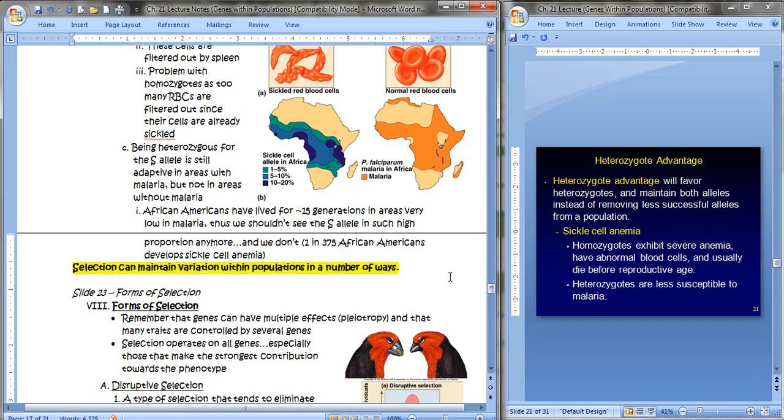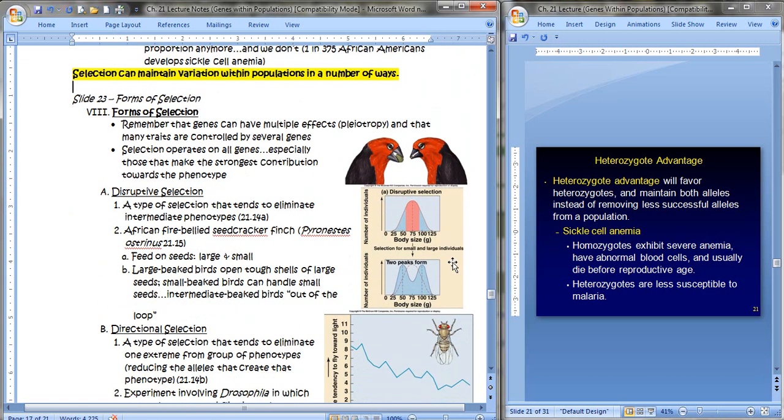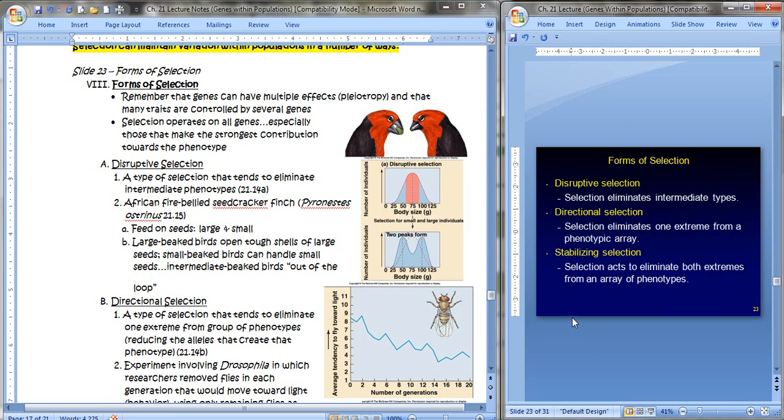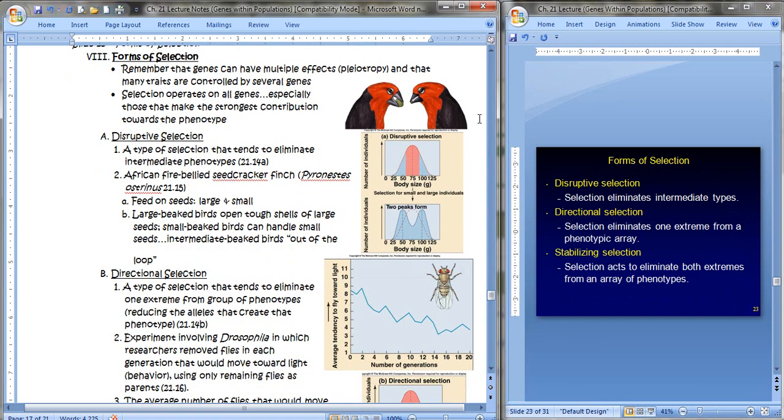So we see that selection can maintain variation within a population in several different ways. So let's take a look at the forms of selection. And there's again the graph that you just saw. There are 3 forms of selection that this will be familiar from biology, and it's really patterns or trends of selection. First, remember that genes have multiple effects. This is called pleiotropy, and that many traits are controlled by several genes, in other words, polygenic. Selection will operate on all genes, especially those that make the strongest contributions toward phenotypes.